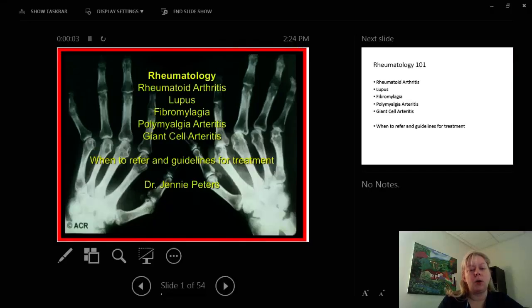The only thing that you have to look at is the polymyalgia. It's not arteritis, it's polymyalgia rheumatica. So: rheumatoid arthritis, lupus, fibromyalgia, polymyalgia rheumatica, or PMR, and giant cell arteritis. PMR and giant cell arteritis go together hand in hand. They have a very high incidence of having giant cell arteritis if you have polymyalgia rheumatica, or vice versa. When you think of temporal arteritis, maybe you've heard that more. That's giant cell arteritis. That's an inflammation of the artery. So we will be talking about that.